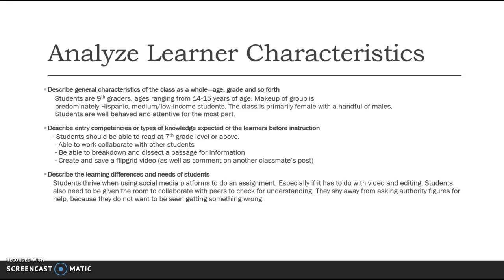The competencies or the prerequisites they should have before the instruction can commence: they should be able to read at a 7th grade level or above, be able to work collaboratively with other students, be able to break down and dissect a passage of information, as well as create and save a Flipgrid video.